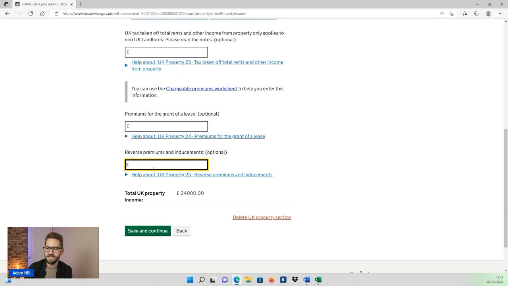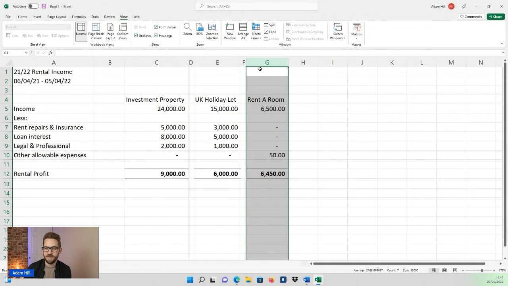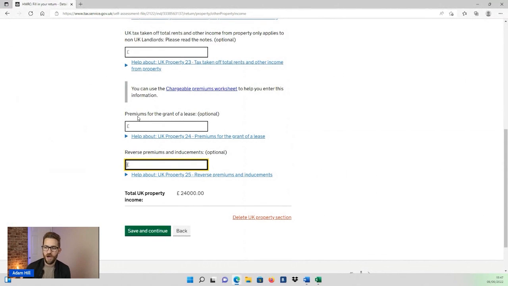Premiums for the grant of a lease and reverse premiums. Now, I mentioned that these are the three main types of income that you'll come across. There are additional types of income that you can generate from UK land and property, which typically fall under these two categories. We're not going to go into them today, but you can imagine if you own the freehold on a property and you sell the lease, quite often someone will pay you a premium for that lease. That's where this income comes from.